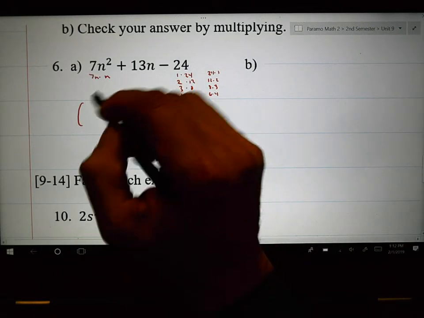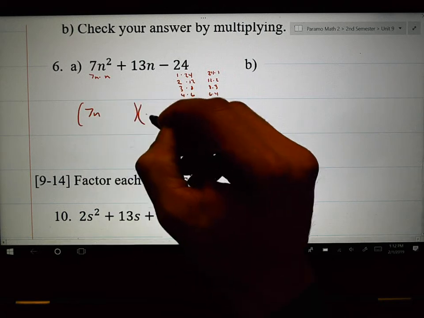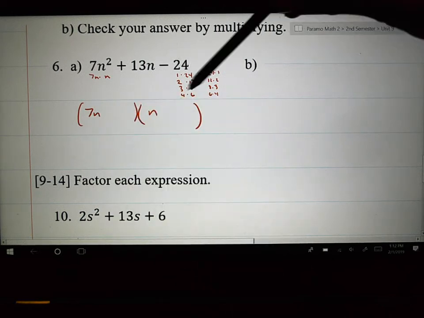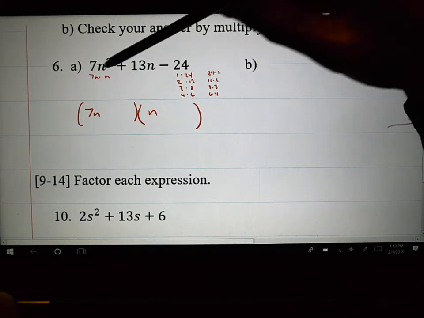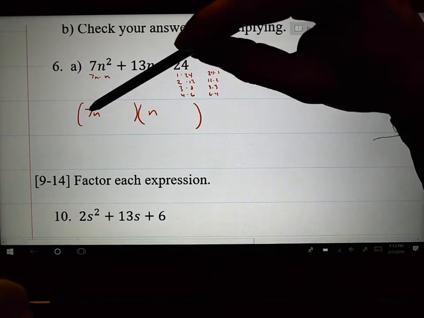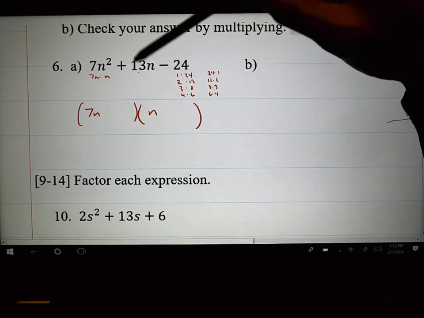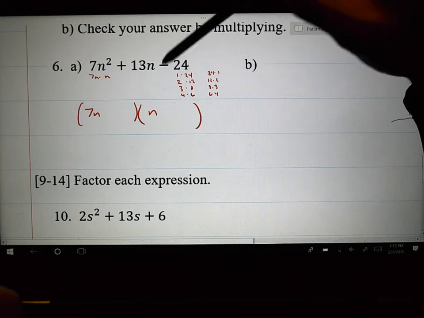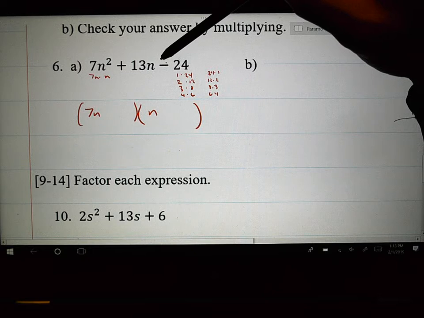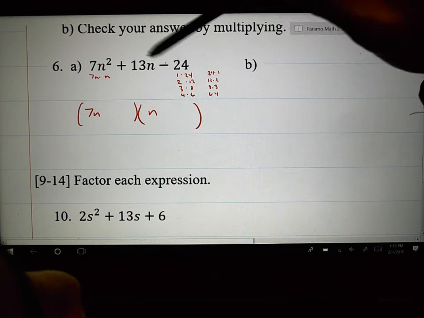I'm going to try 7n and an n, and what I'm trying to look for is, when I multiply the outside and the inside, that we get to a number that's near 13. And because this negative 24 is negative, one's going to have to be a negative, one's going to have to be a positive. So let's figure out what's going to be where.